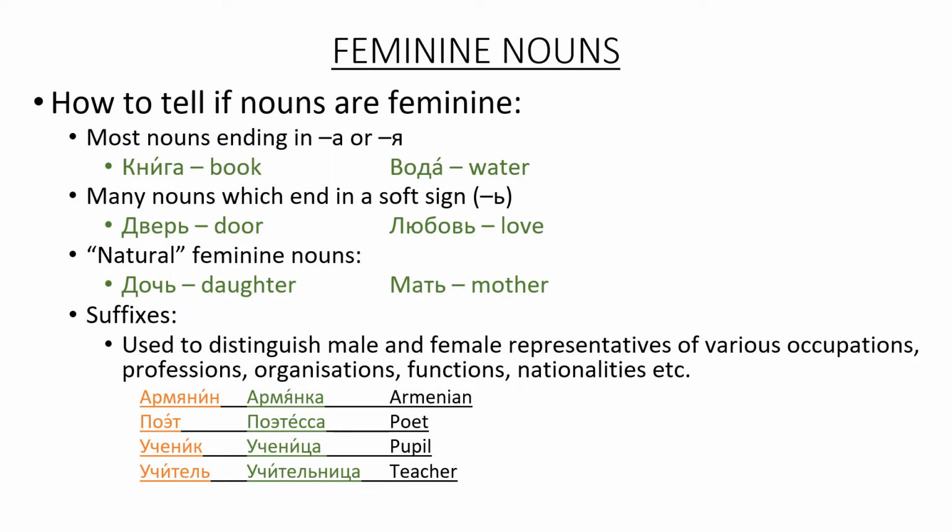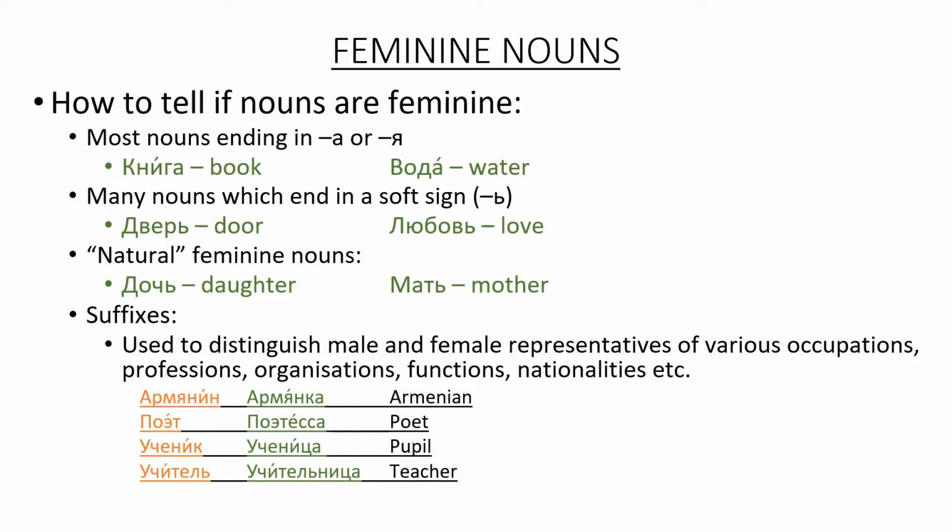So lastly, we have suffixes. A suffix is just the ending of a word. So there are certain suffixes which can distinguish whether a word refers to a male figure or a female figure. Here we have a list of examples. So we have армянин and армянка. So that нин is a common ending for a male representative of a nationality. Армянин is an Armenian man. The ка is another common suffix representing the female of a nationality. So армянка is an Armenian woman.